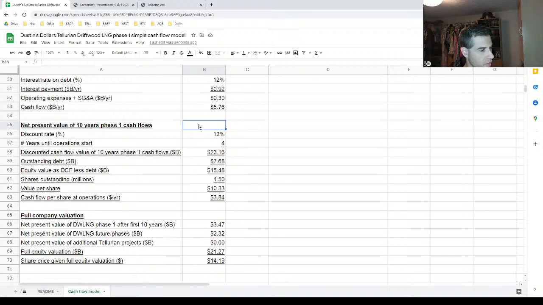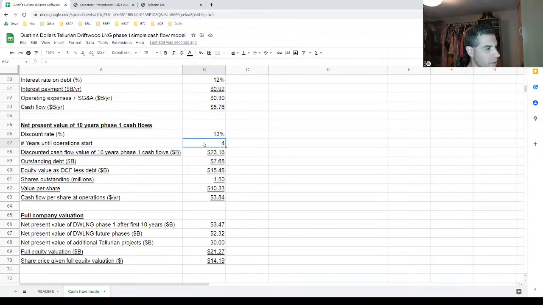But this right here is my best attempt at turning that into an actual valuation, right? So this parameter here is, what discount rate are you going to apply to those future cash flows? How many years do you think it's going to take until operations start? And I don't think I actually got this plumbed. I didn't get this fully put into my model here. I will do that after I record this video to fix that.